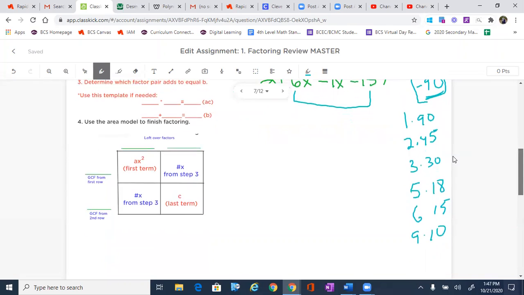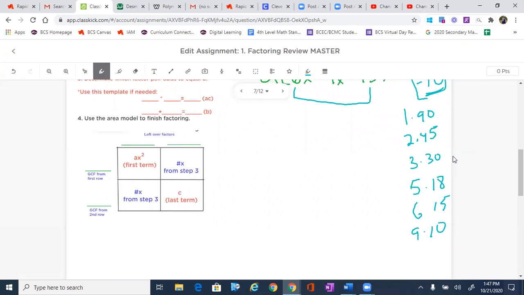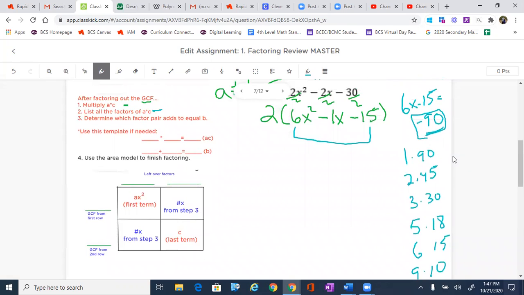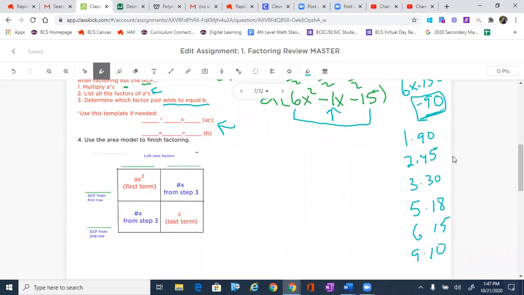Now, once we have that list, what do we do then? It says list all the factors of a times c, which was that negative 90. Now we need to determine which ones add to b. Okay, so there's our template if you need that. So we're going to add to b, and b in this case is negative 1. So 1 and 90 will never get us a negative 1 if we add them. 2 and 45 won't. 3 and 30, with any one of them being negative, won't. 5 and 18 still won't. 6 and 15 won't. But 9 and 10 will add to negative 1 as long as the 10 is negative, right?